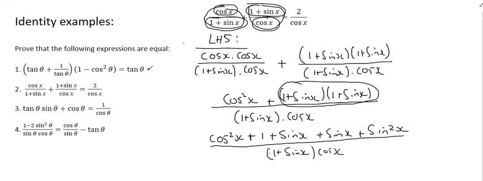Now remember, what does simplifying mean? Does it mean you want to have less terms or more terms?